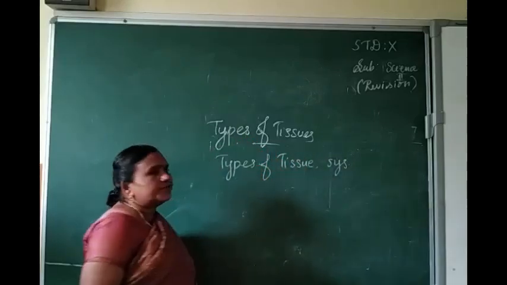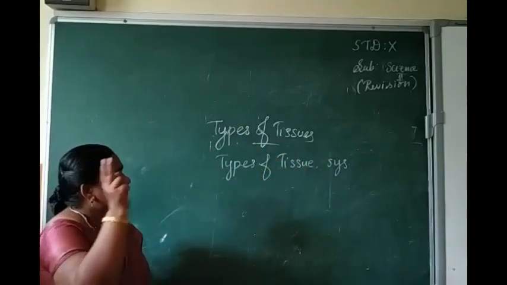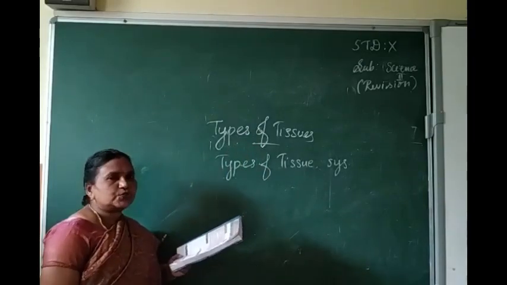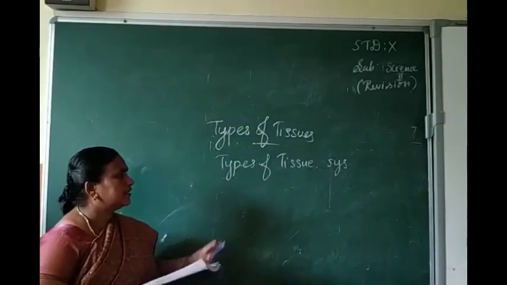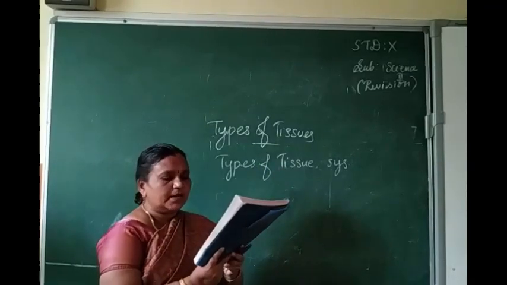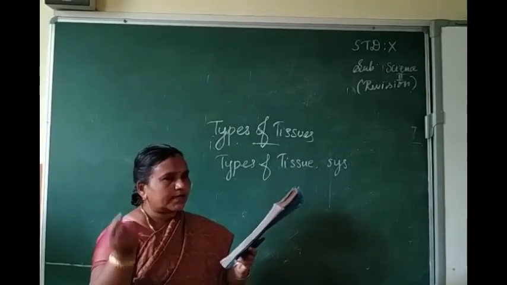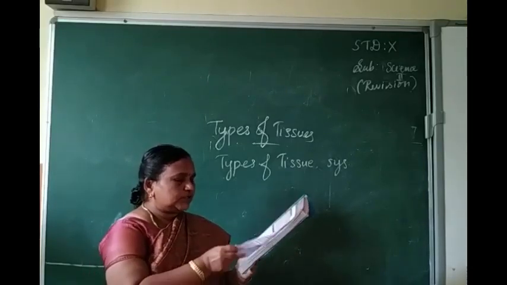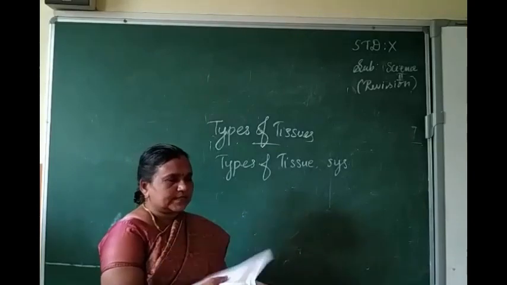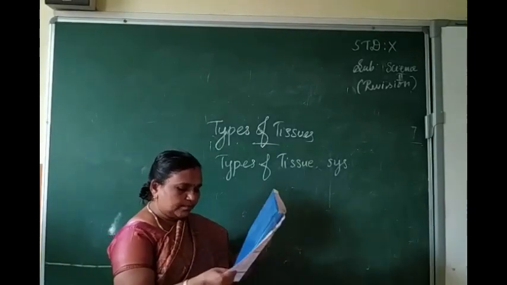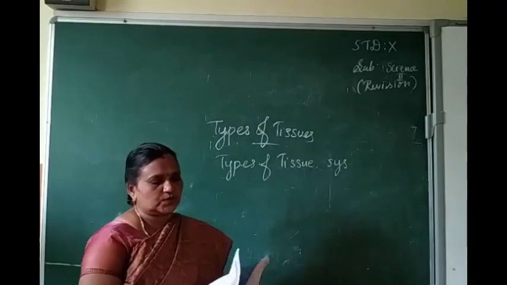See, in the types of tissues, that is not a book bag question. Only two types are there: meristematic tissue and permanent tissue. But in the types of tissue system, three types are given: dermal or epidermal tissue system, ground tissue system and vascular tissue system. So here some one-word and two-mark questions we have also covered on page number 173, interior questions.